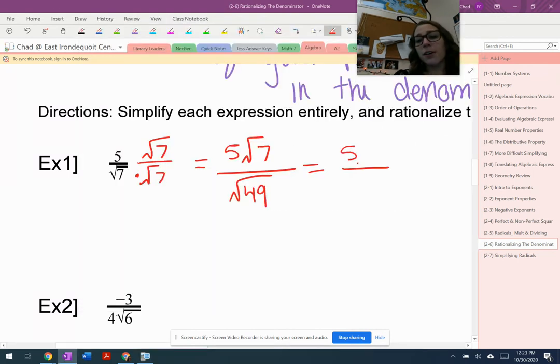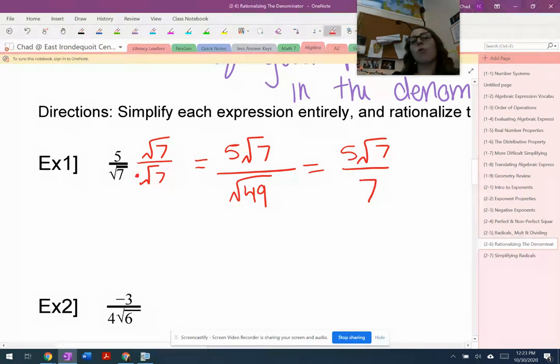So I have 5 square roots of 7 on the top and plain old 7 on the bottom, which, notice, my denominator is no longer an irrational number. 7 is a nice normal rational number, so we like it, so we're good to go, and that is our final answer for example 1.